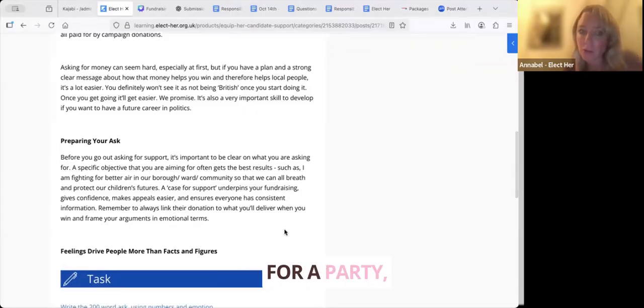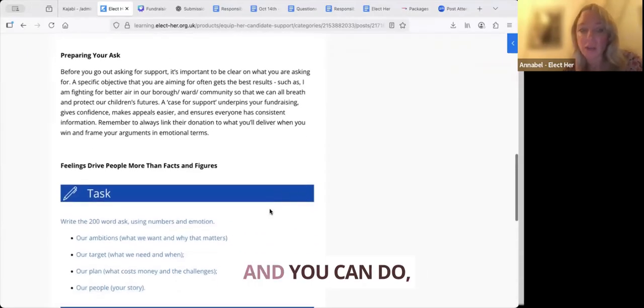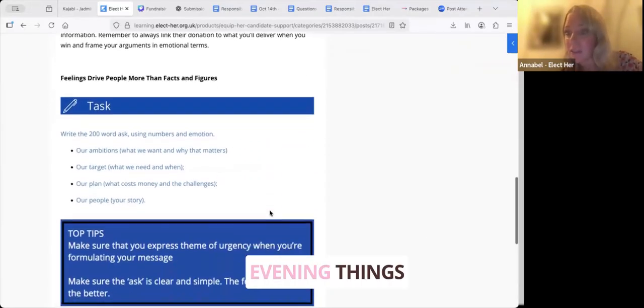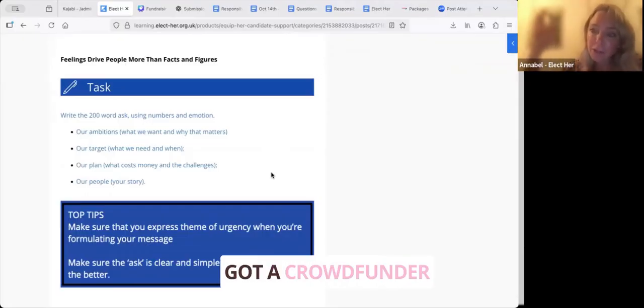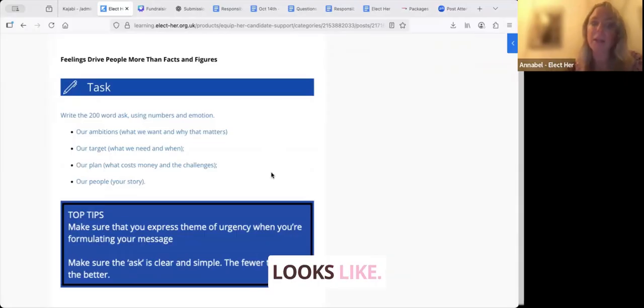If you're standing for a party, there'll be pieces there. You can do events and you can do evening things like come and have a bit of a pizza and pay for it. Come and help support my campaign. Here's a little, I've got a crowdfunder going. This is what it looks like.